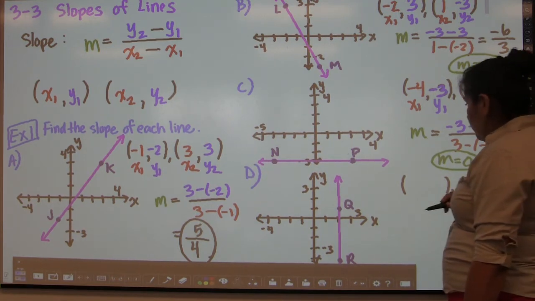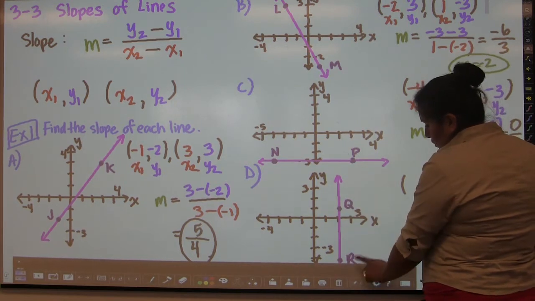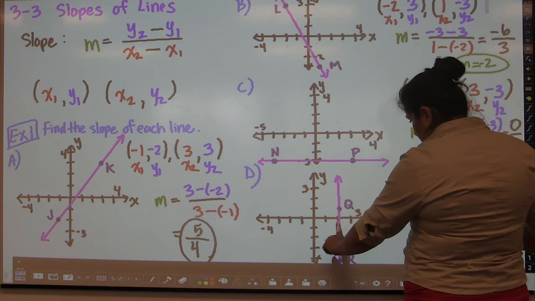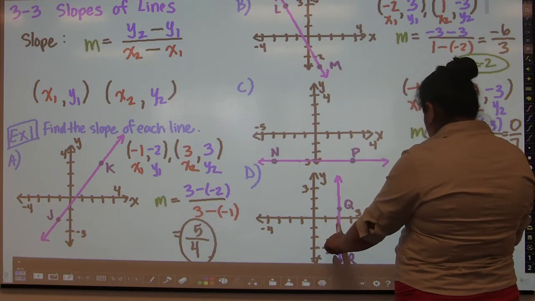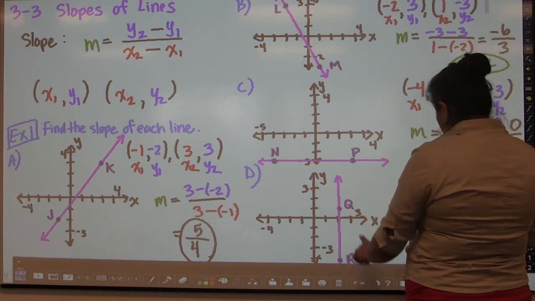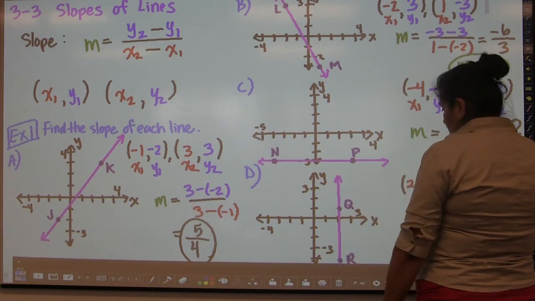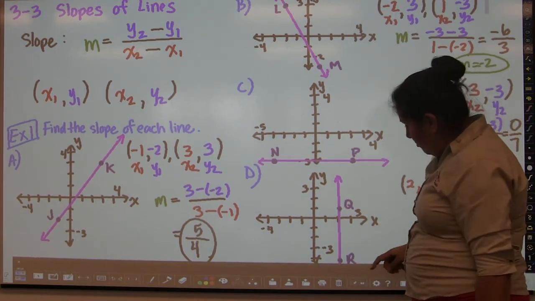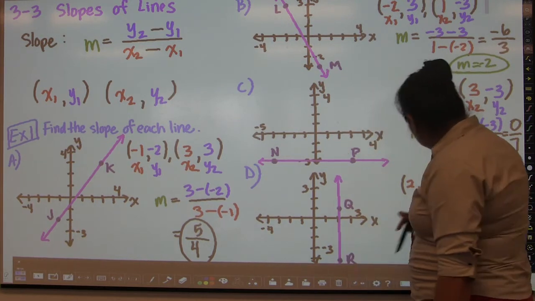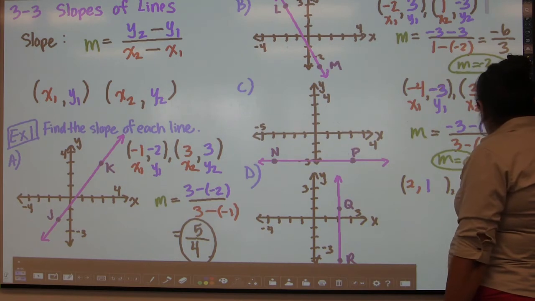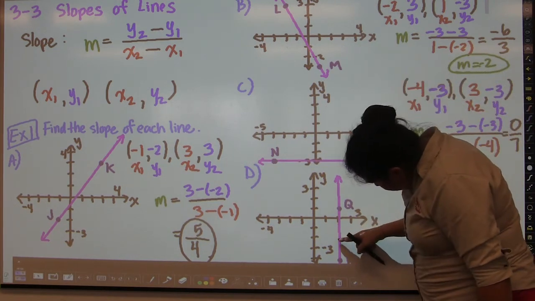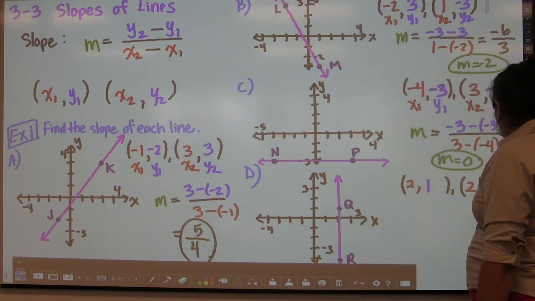And in our last example, we've got 2 points, Q and R. So my Q point is going to be x is 2, and then the y coordinate is going to be 1. And then for R, you can barely see it over here, but the x coordinate is still 2, and the y coordinate is going to be -4.